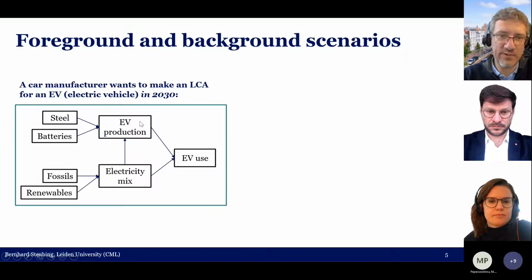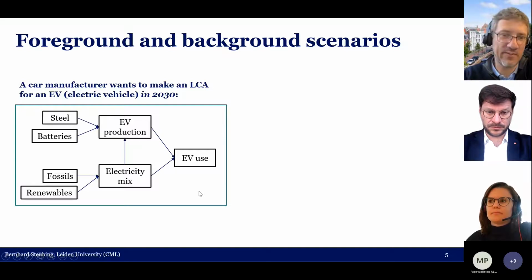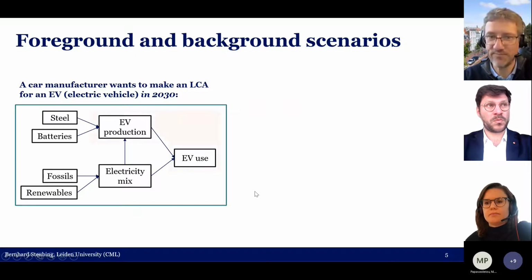Let's make this a little bit more practical. So let's take a car manufacturer who wants to make an LCA for an electric vehicle in 2030. A system that he might be looking at is something like this, where he's the EV producer, right? He buys steel and batteries maybe and produces an EV. That EV will be used. And throughout all life cycle stages, we have the consumption of energy.